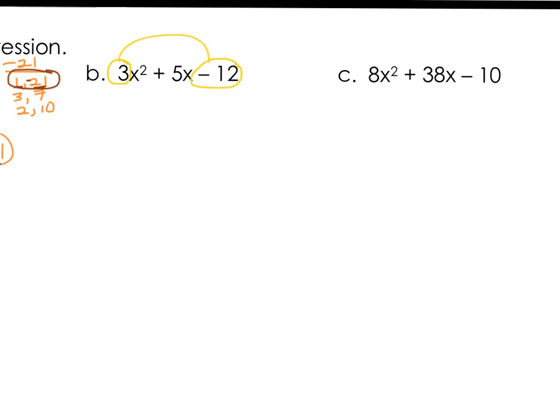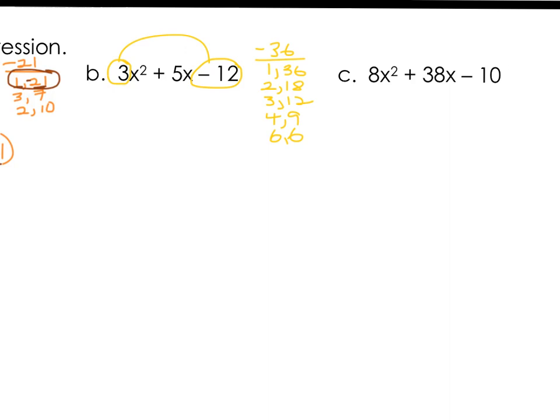3 times negative 12 is negative 36. Let's break this down. Lots of numbers going to 36. We've actually done this one before. We have 1 and 36, 2 and 18, 3 and 12, 4 and 9, and 6 and 6.